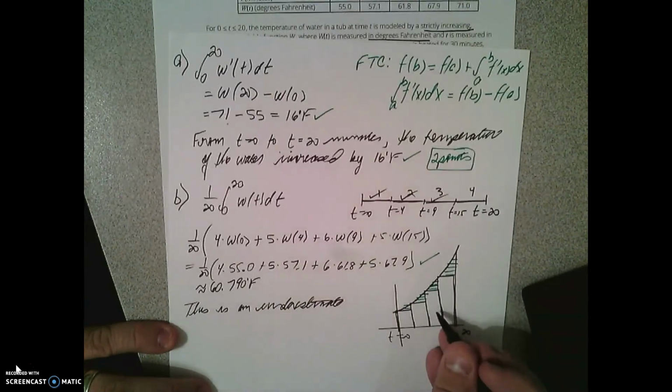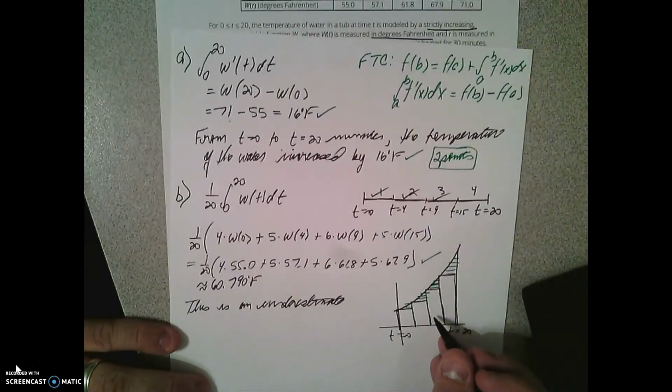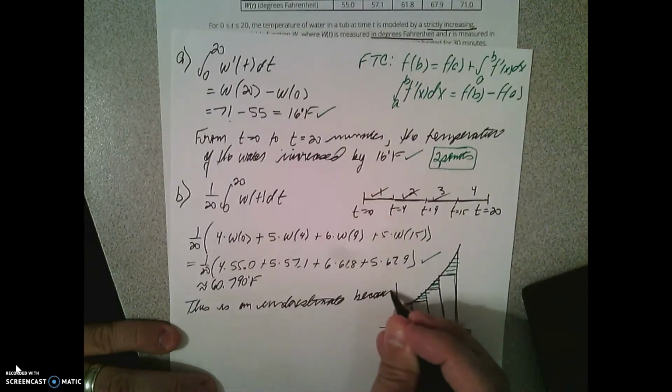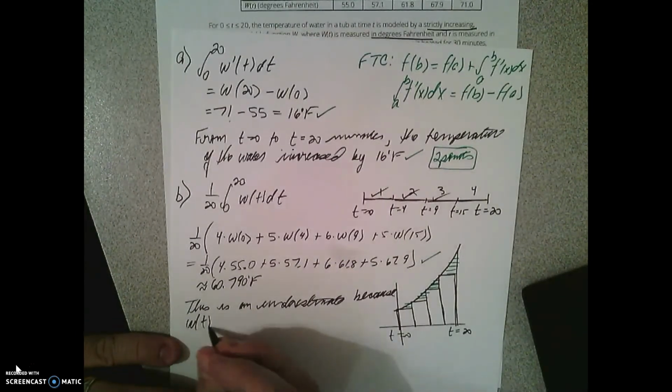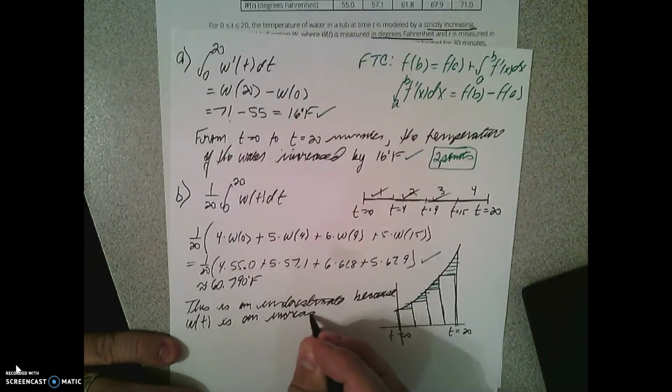Your write-up, though, is you're going to have to say this is an underestimate, not because of the graph, I'm sorry, not because of my sketch, but because of what we know about the function. What do we know? This is an underestimate because w(t) is an increasing function.